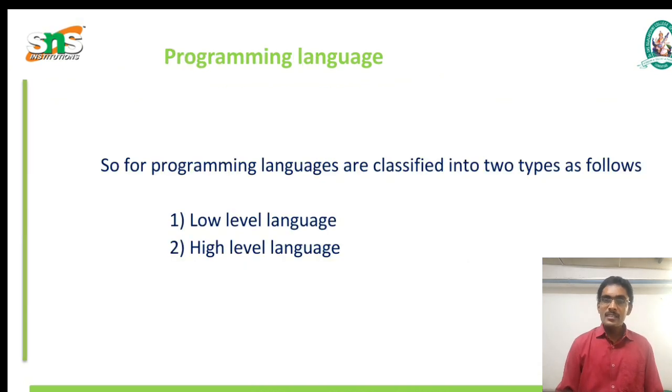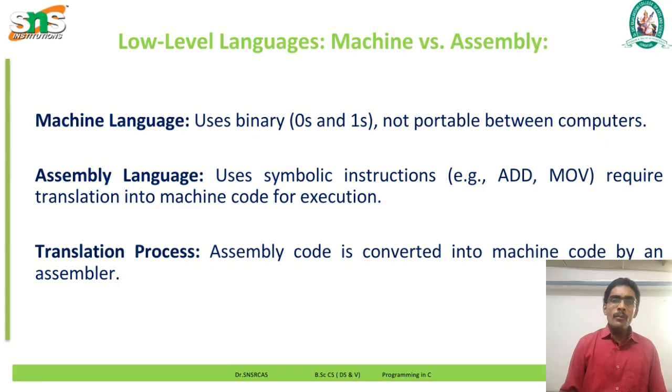Next one is programming languages. Computer programming languages are basically classified into two types as follows. Number one is low level language and number two is high level language. Low level languages are basically machine versus assembly. Machine language is usually zeros and ones. It is actually difficult to write and not portable between different computers.